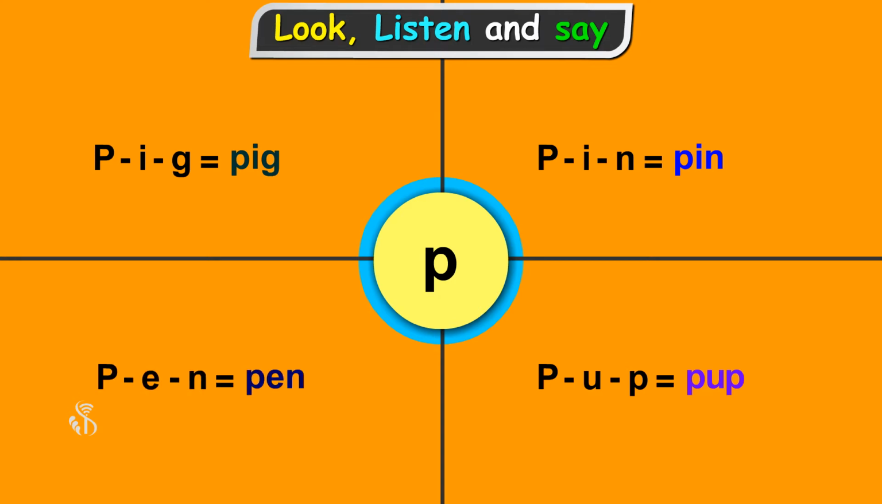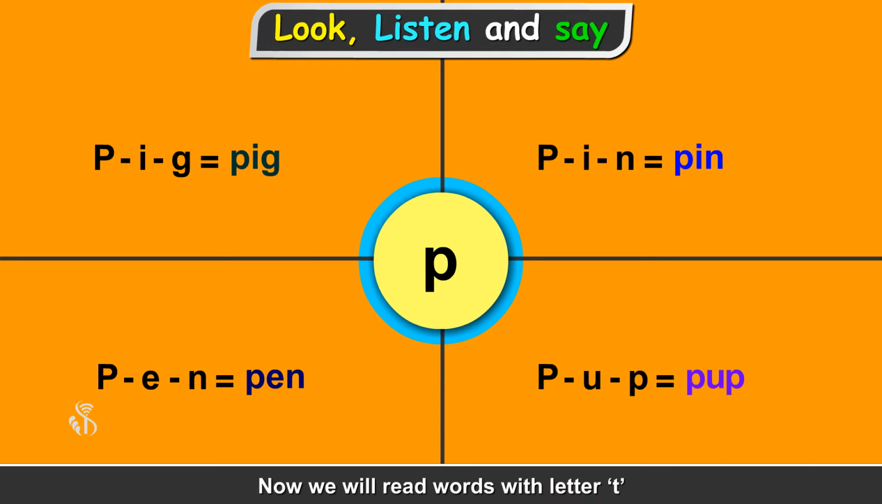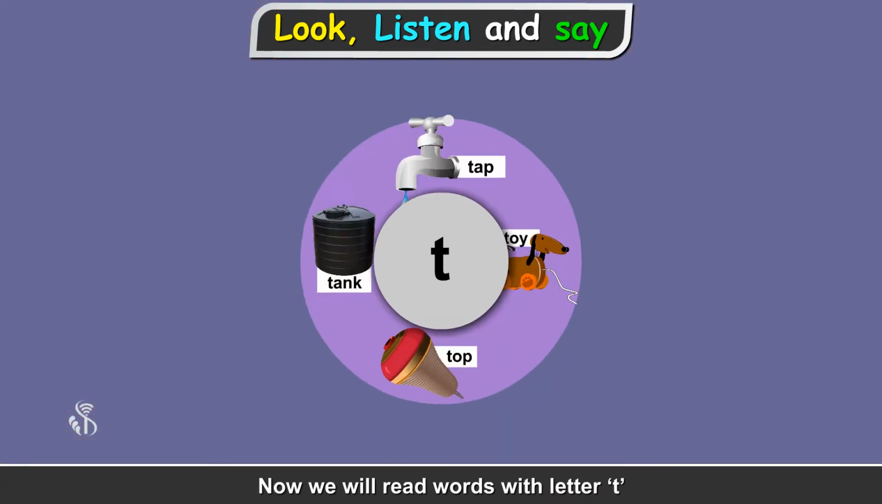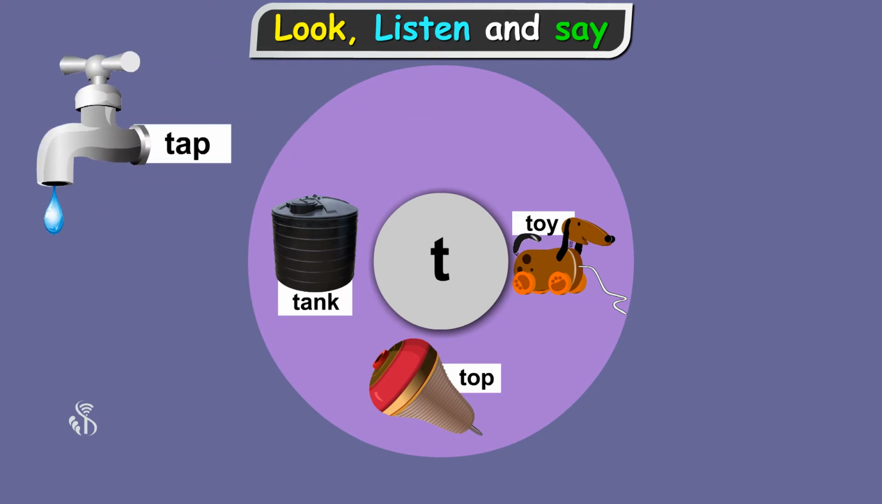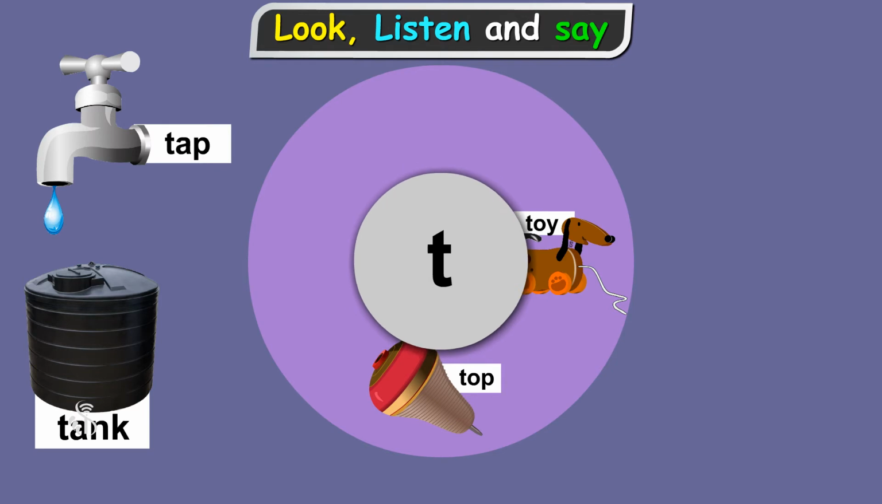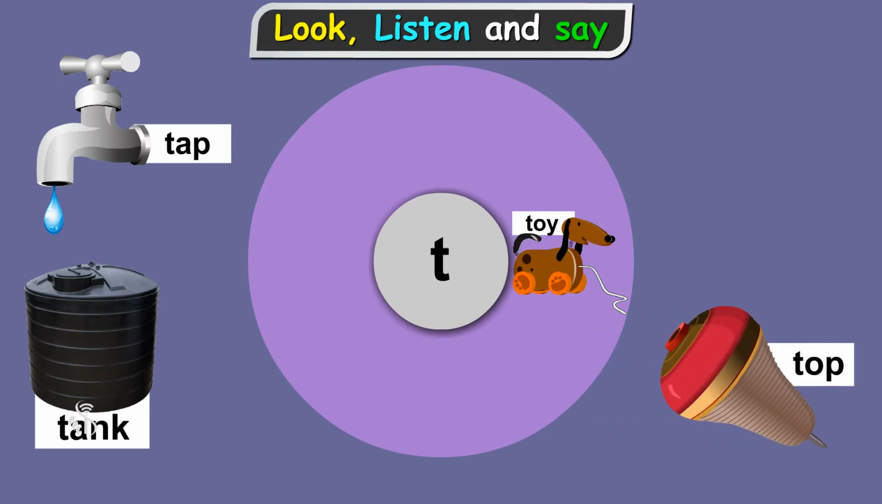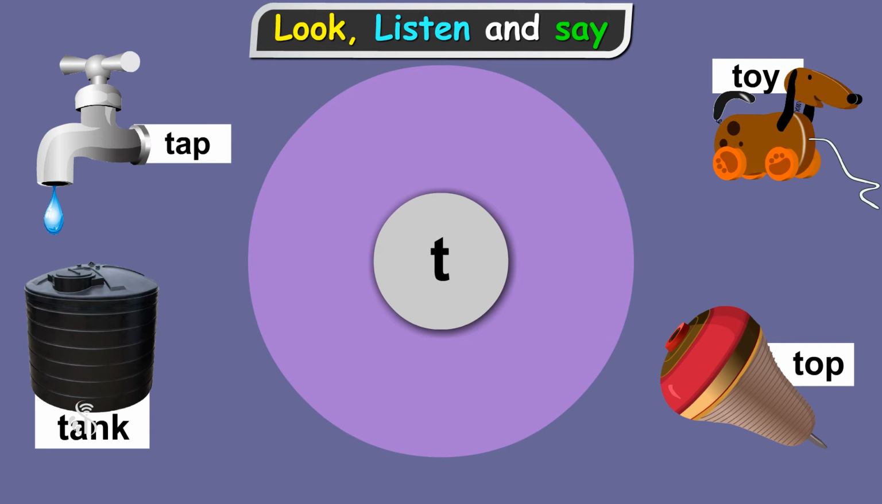P-E-N, pen. Now we will read words with letter T. T for tap. T for tank. T for top. T for toy.